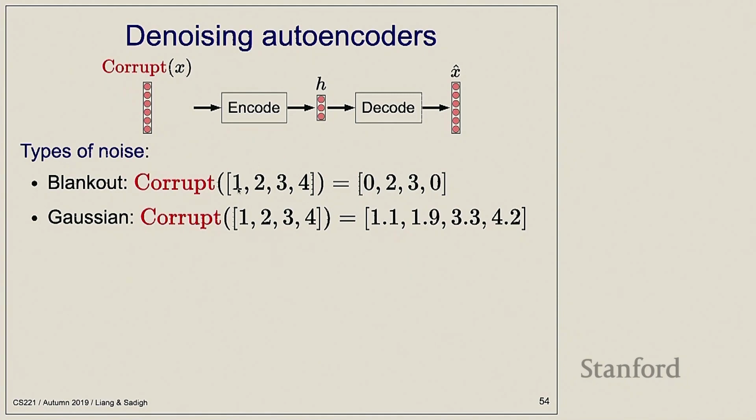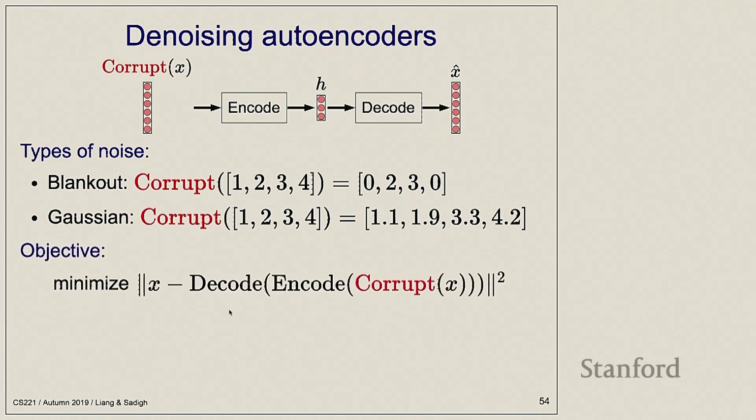So if your vector is 1, 2, 3, 4, you could drop out 1 and 4 and just set them to 0. Or you could slightly perturb these numbers so that they're close to their original, but not the exact same. And then the idea is that after you pass this corrupted input through both your encoder and decoder, the output, the eventual x hat, should be very close to your original uncorrupted input.